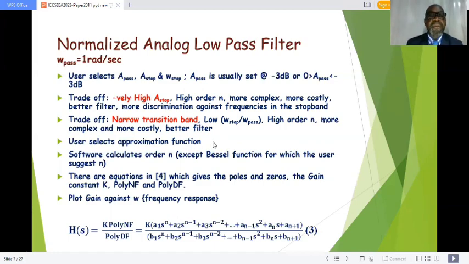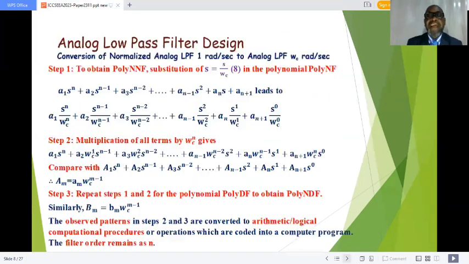The user will have to select an approximation function. The software will calculate the order N based on the quantities given, except for the Bessel function. In this case, the user will have to suggest N. There are equations in the references, especially reference 4, which give the poles and zeros, the gain constant K, the polynomials, numerator polynomial, poly NF, denominator polynomial, poly DF. So with this, the normalized analog low-pass filter can be easily obtained. After obtaining the normalized analog low-pass filter, we move to the analog low-pass filter.